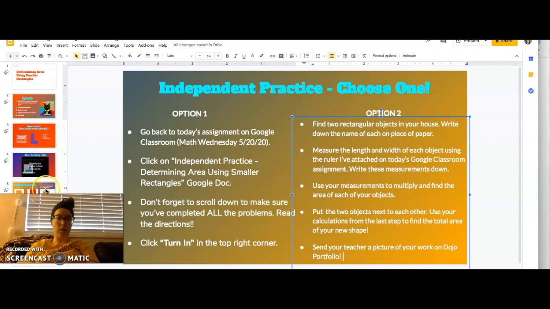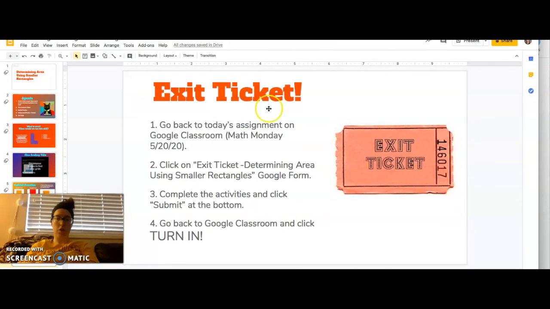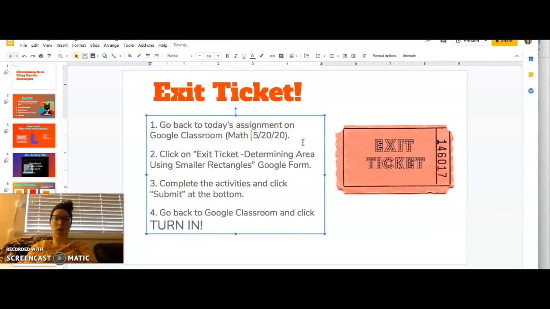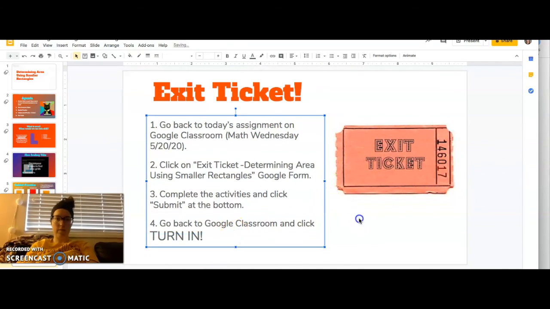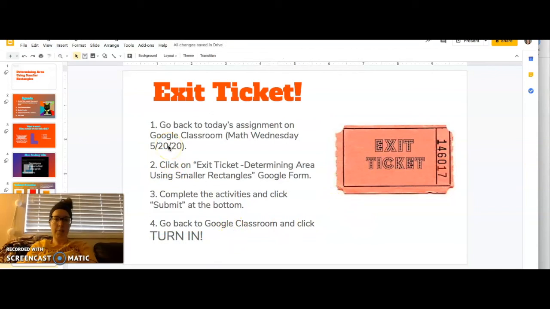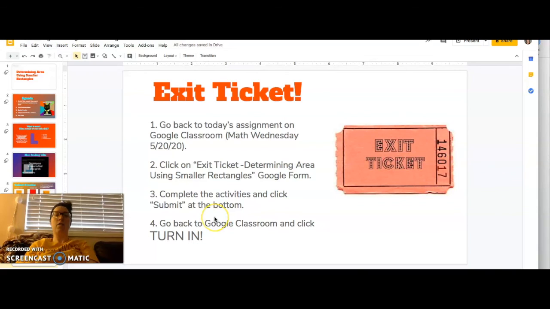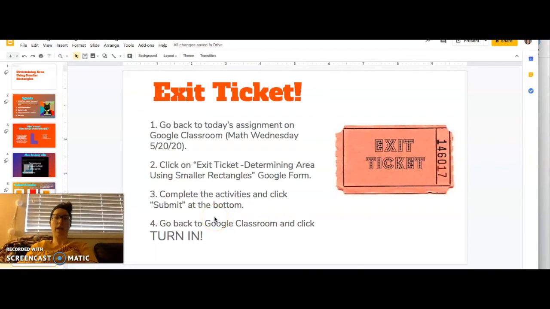Then, after you've completed one of those activities, you're going to go to do your exit ticket. So you'll go back to today's assignment on Google Classroom. Should be under Wednesday. I forgot to change the day there. May 20th, 2020. You'll click on the exit ticket. You'll complete the activities as usual and click submit at the bottom. And then you'll go back to Google Classroom and click turn in.